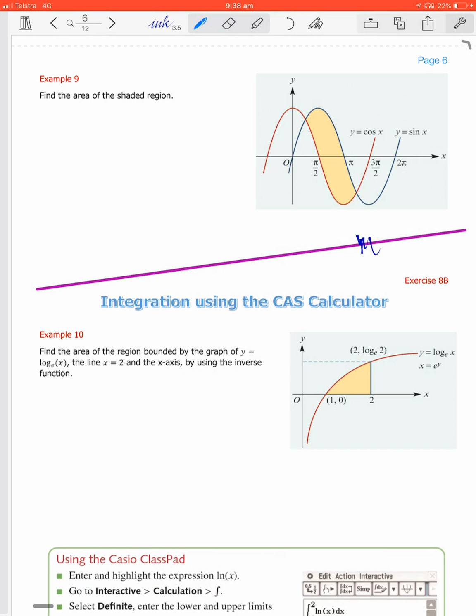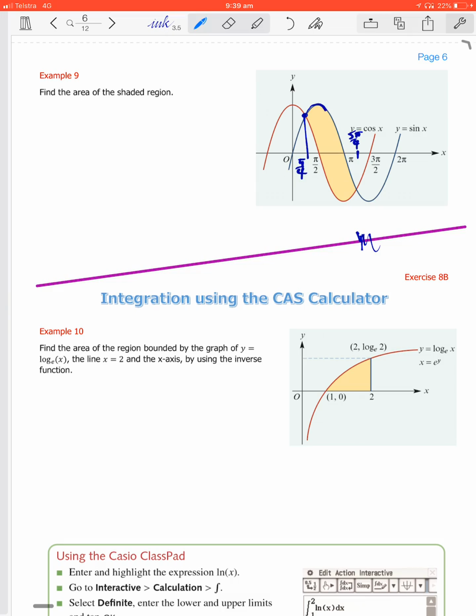I've done it before, but I can't be bothered trying to work it out. Okay, so we've got to find this area. We know that that's pi on 4, because we know sine of pi on 4 and cos of pi on 4 are both 1 on root 2. We know that that's 5 pi on 4, because cos of 5 pi on 4 and sine of 5 pi on 4 are both negative 1 on root 2.